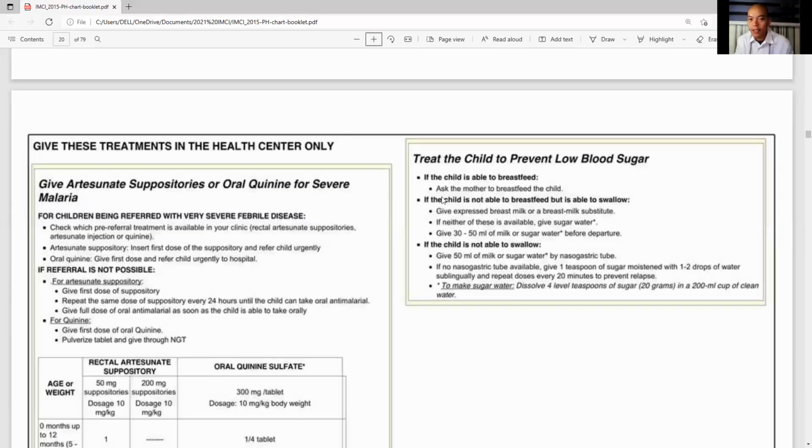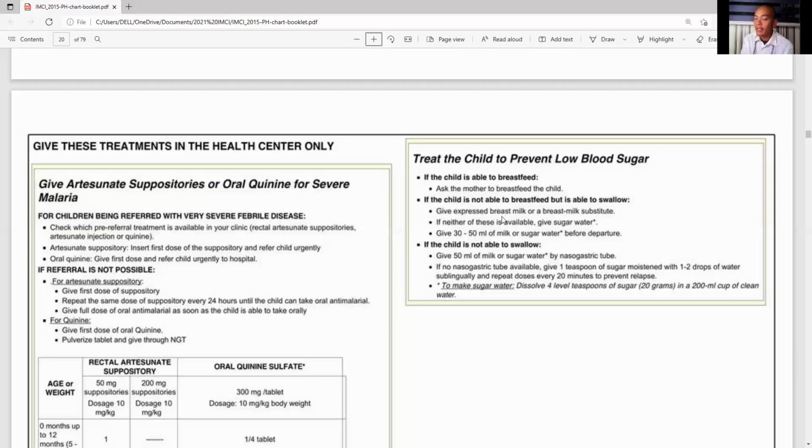Is that for sugar? Wait lang, let's go back there. Yeah, okay. One thing that we can assess is the child having low blood sugar. Okay, so how do we do that? Of course, we are going to test the blood of the child, and meron tayong blood glucose machine ideally. Okay, you might strip. Thus, if the child is able to breastfeed, ask the mother to breastfeed the child. Okay, low blood sugar, tas naka-breastfeed, mag-breastfeed yung bata.